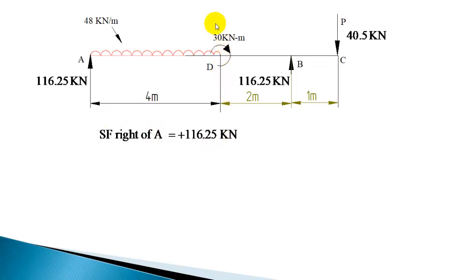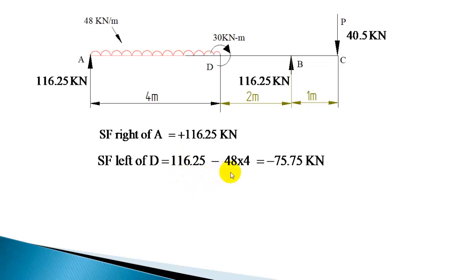Now when you go to left of D, you have two forces on the left side, this portion. So left of D is the section and you are looking for these forces. You have 116.25 minus the complete UDL, so 48 into 4. So 116.25 minus 48 into 4, you get minus 75.75. That is the shear force immediately left of D.